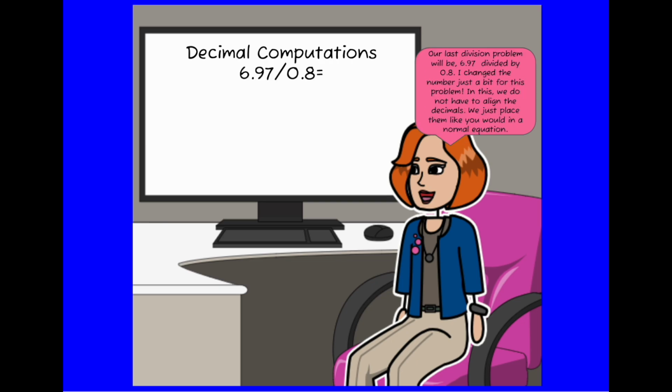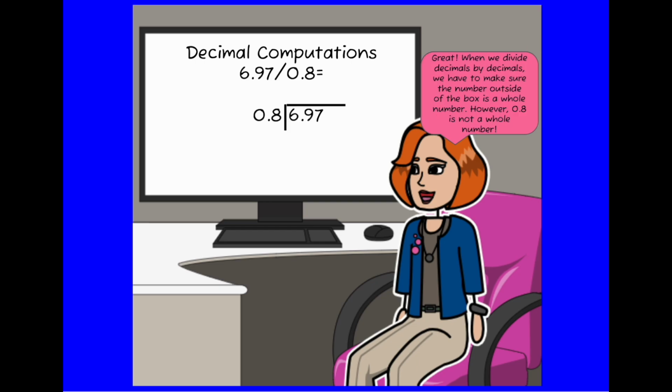Great. Now let's learn how to divide using decimals. It's our last computation. Our division problem will be 6 and 97 hundredths divided by 8 tenths. I changed the number a little bit for this problem. In this, we do not have to align the decimals.